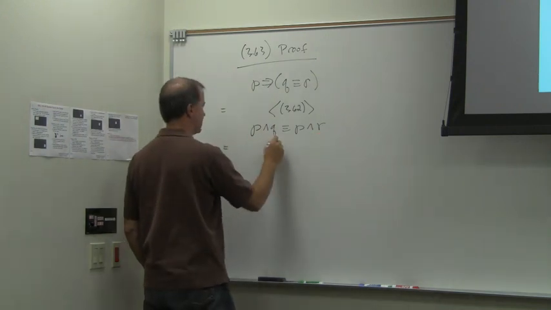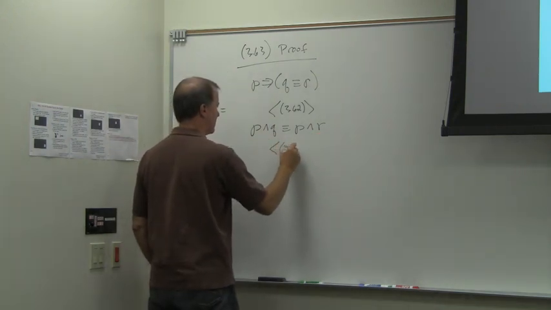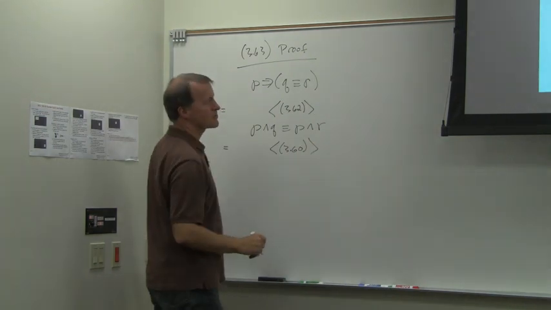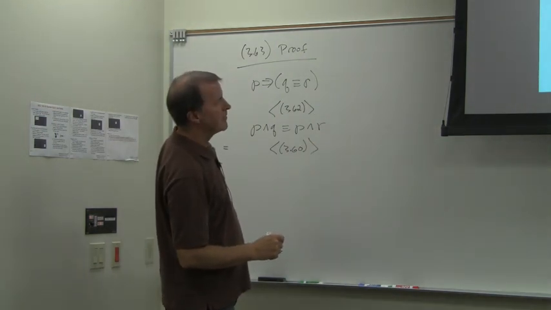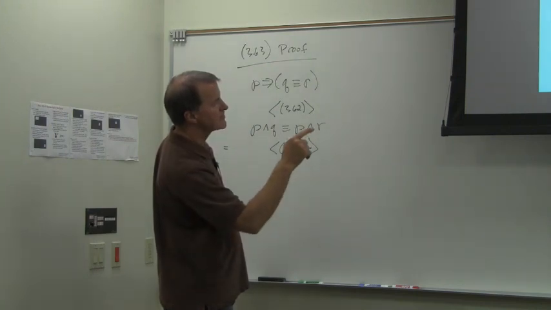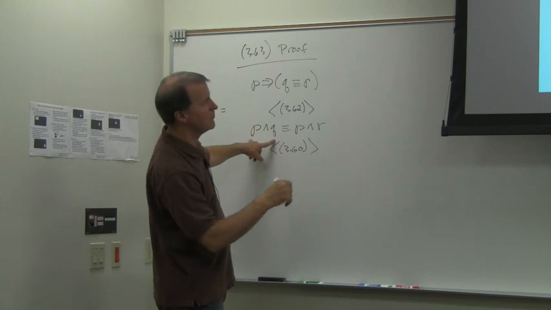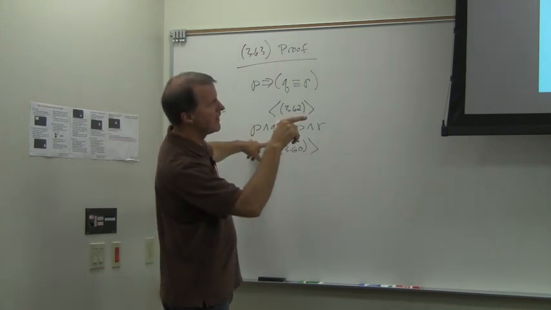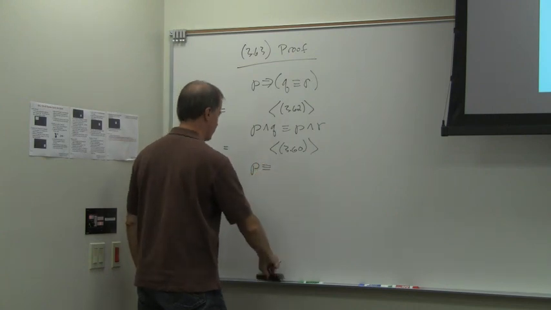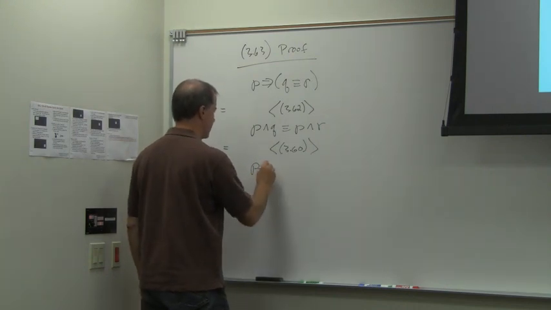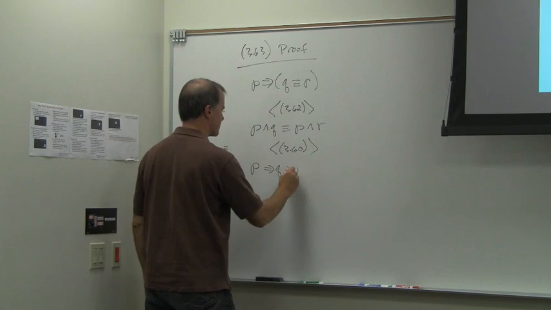Equals, by 3.60. So what does 3.60 say? P implies Q equals P. But put the P inside. Yeah. So this P and Q is P implies Q equals P. P implies Q equals P.